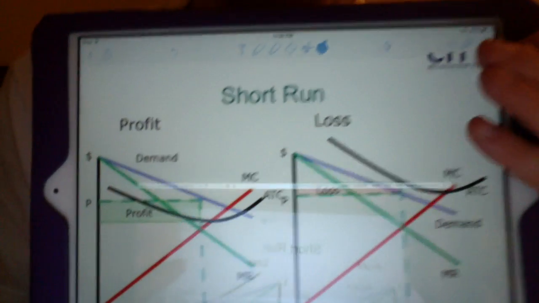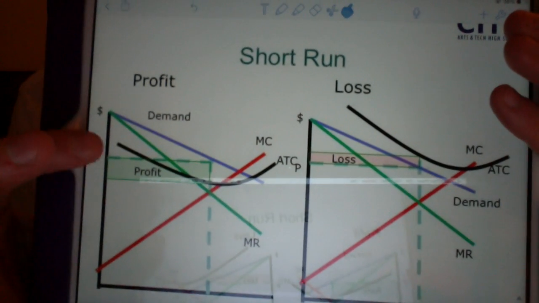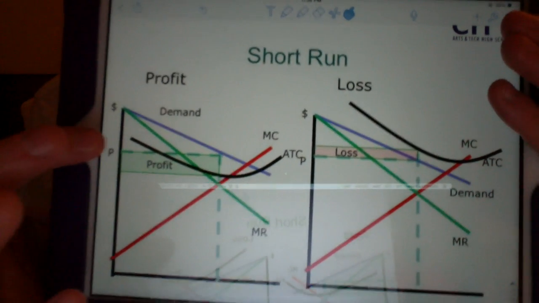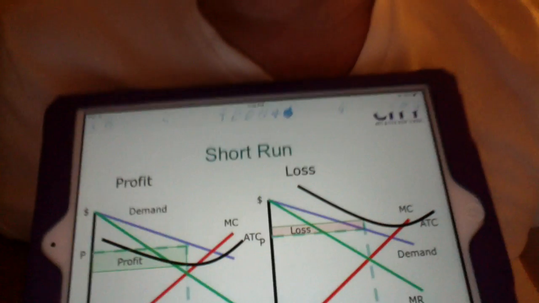All right, let's continue on. So in the short run, you can get profits or losses. And these can look two different ways, so let's break these down a little. I'd recommend going over this a couple times in the lecture. So on this side over here, we have our profits. Here you can see, and let me just set this up so you can see.